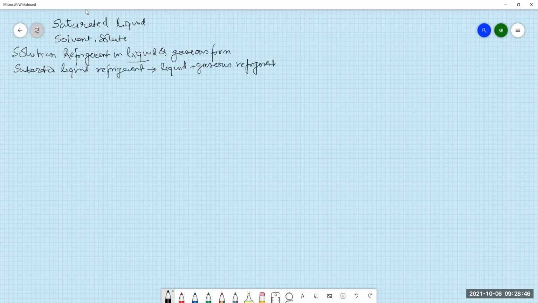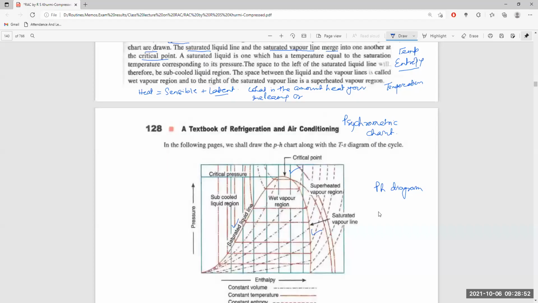Now let us go back to that chart. What is showing here? The saturated liquid line. Here, it is a liquid refrigerant saturated with vapor refrigerant.